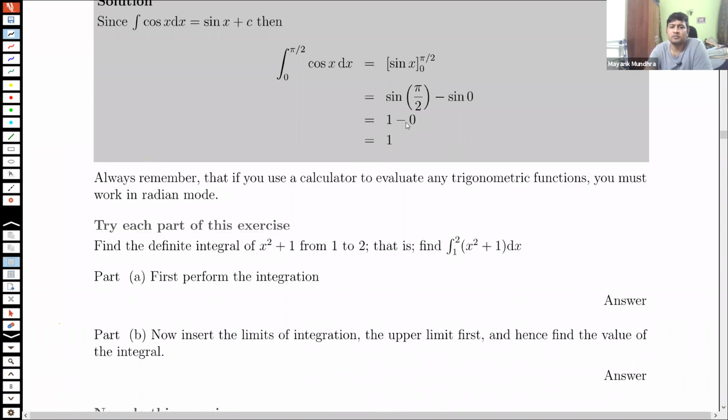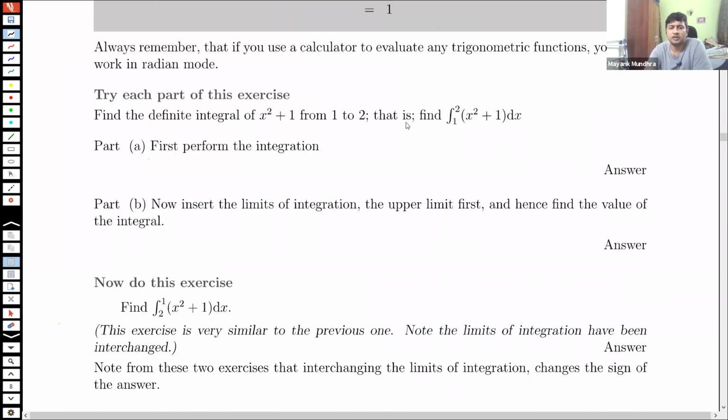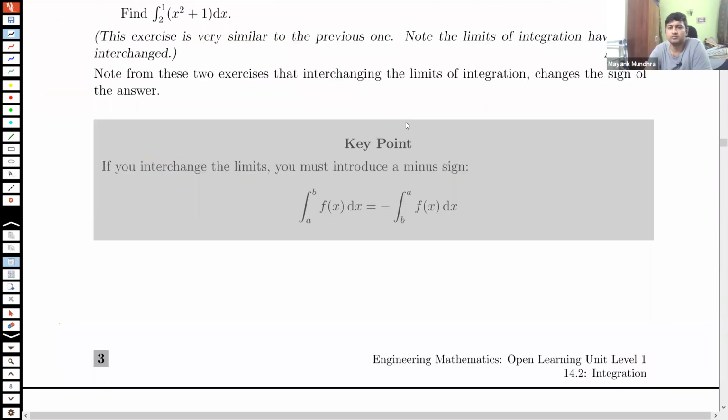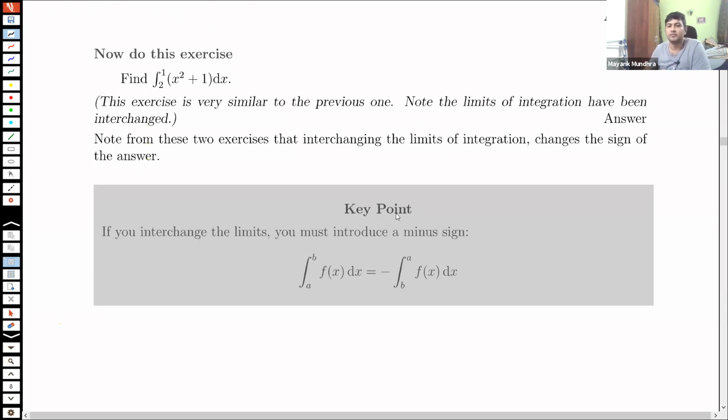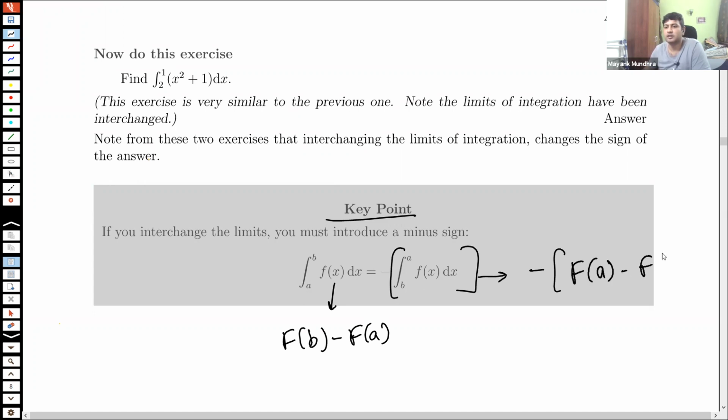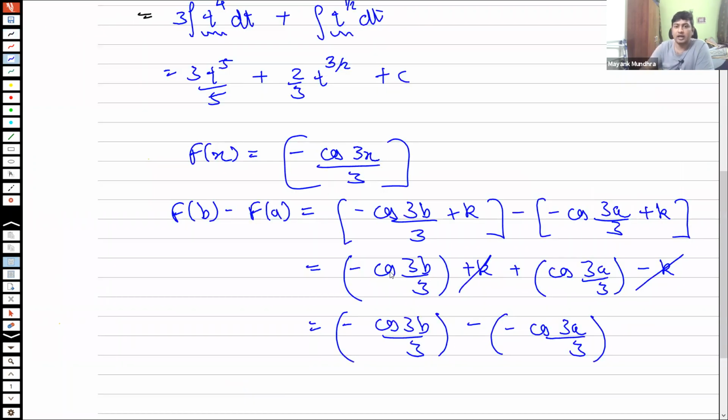So then there are a bunch of other problems, some related to sine functions, others simple polynomials. Now there are going to be some properties here. This is one key point: if you change the limits, you get the negative of this thing. Because this thing is F of b minus F of a, whereas this thing is negative of F of a minus F of b, which is basically F of b minus F of a. So if you want to interchange the limits, put a negative sign in front and then you can interchange the limits.